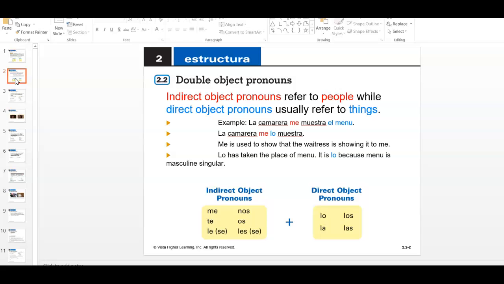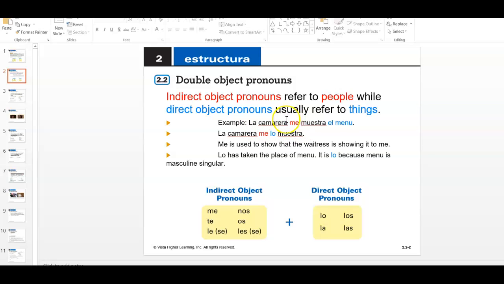Okay, so indirect object pronouns, which is this box, refer to people, while direct object pronouns usually refer to things. All right, so if you look at my example, it says, La camarera me muestra el menú. So notice I color-coded them. Okay, so me is talking about me. So it's saying that the waitress showed me the menu.